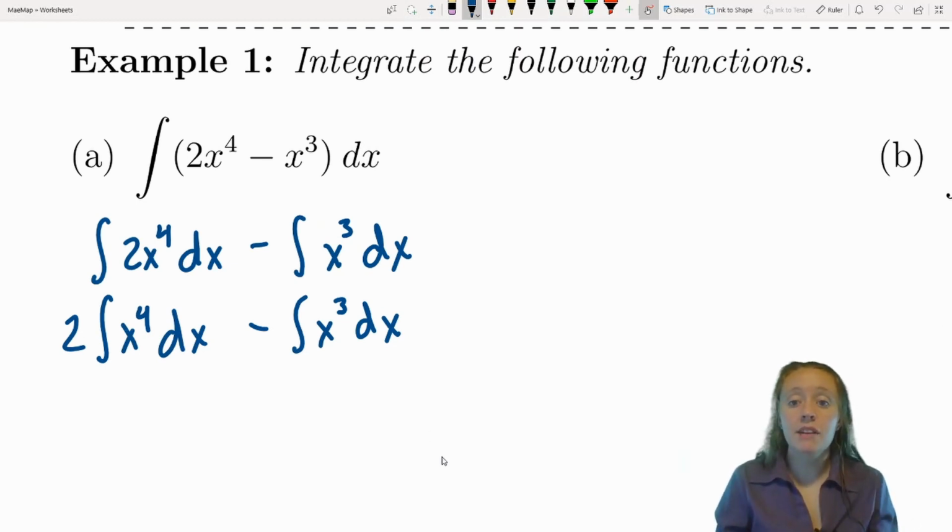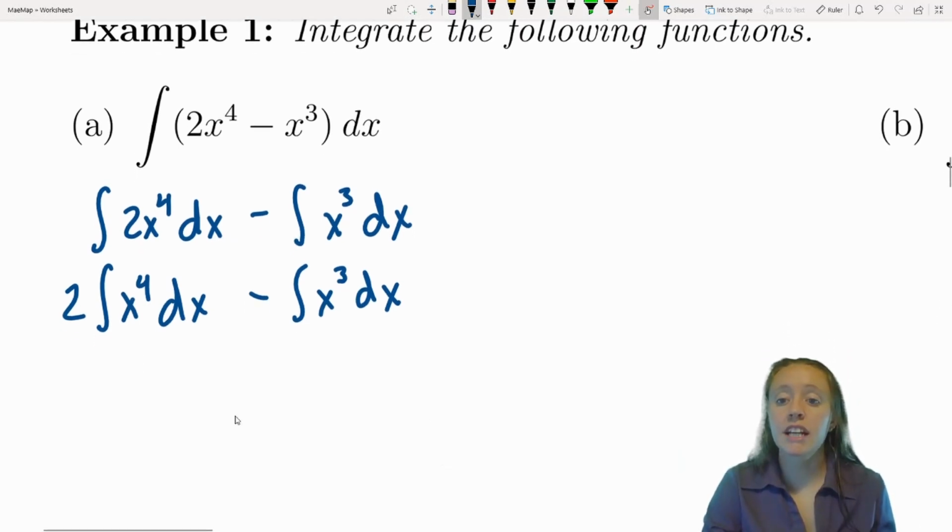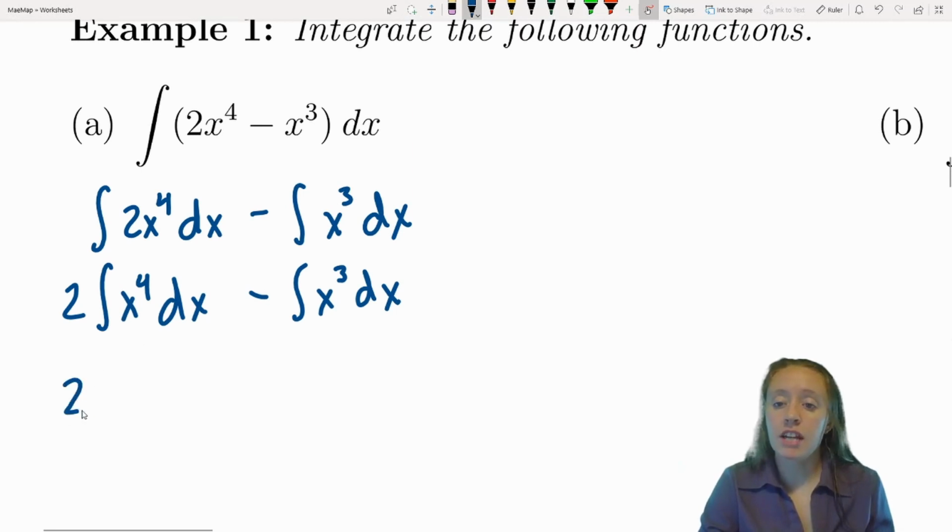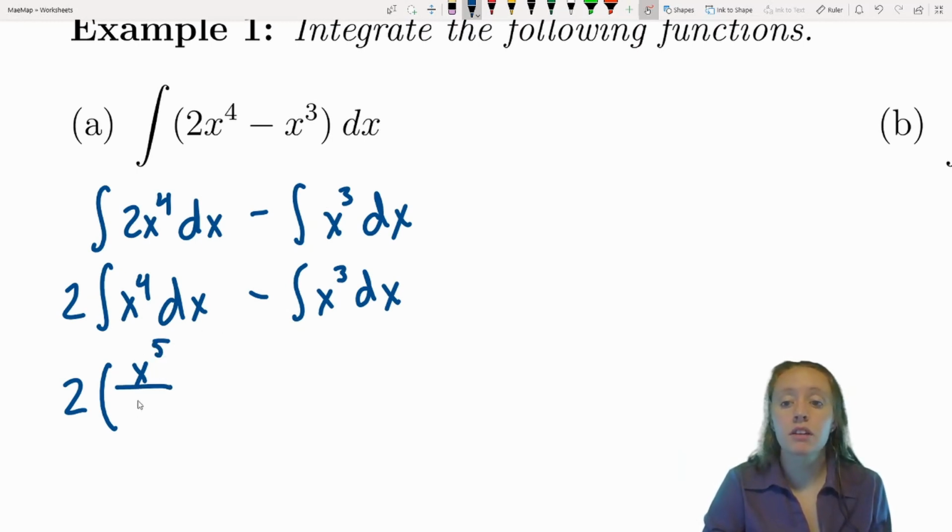Now let's go ahead and evaluate each. Integrating x to the 4th, leaving that 2 out in front, x to the 4th goes to x to the 4 plus 1, which gives me 5, all over that new exponent, 5. And then I'll have some plus c. However, because I have another integral here, I know I'm going to get a plus c for that as well, so I'm just going to put my plus c over here, so I don't forget about it.